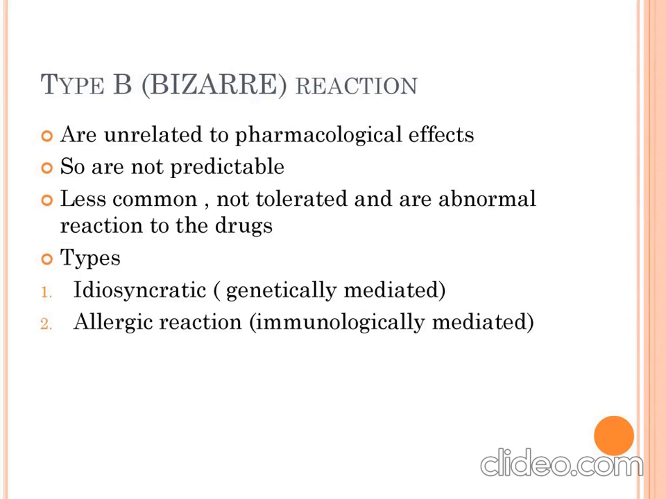The second type of adverse drug reaction is the bizarre reaction. Type B, B stands for bizarre. So these are unrelated to the pharmacological effect. Like in type A, they were related to the pharmacological effect, type B are unrelated to the pharmacological effect.